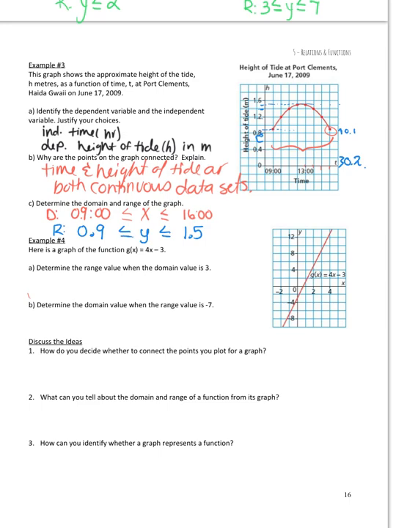All right, here's a graph of the function g of x equals 4x minus 3. Determine the range value when the domain value is 3. So we're just reading the graph here. When our domain value, meaning our x value, is 3. So at x equals 3, we're going to look up at our graph, and we cross at x equals 3 at this point here. So we're going to read back to our y-axis.